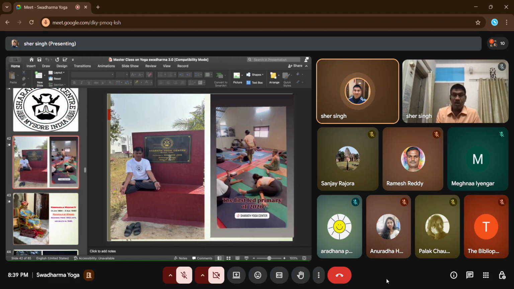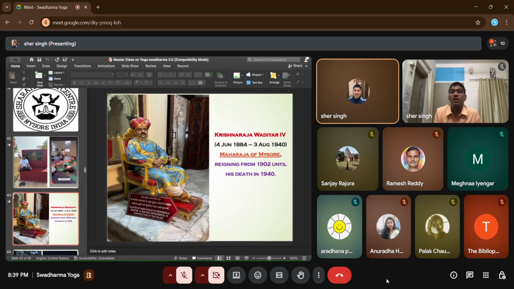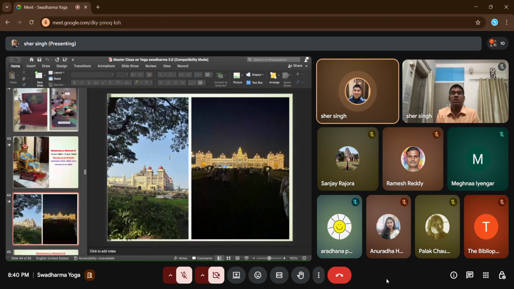So a little bit more history about this. The king of Mysore, Maharaja Krishna Raja Wadiyar IV, lived from 4th June 1884 to 1940. Why am I describing Krishna Raja Wadiyar? Because this is the Mysore Palace. You can see the daytime on the left side and the night time on the right side. It's so beautiful. If you ever get a chance, just go visit there. You will enjoy it a lot.